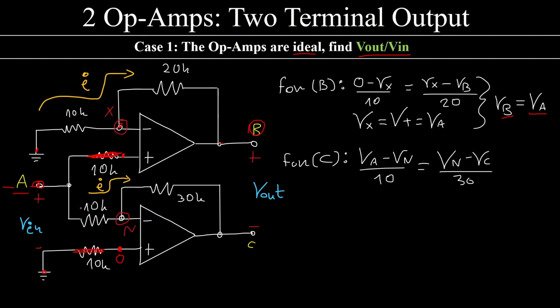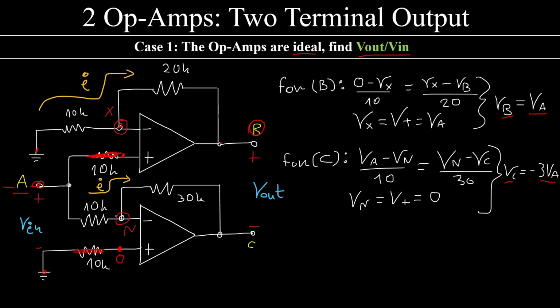I will use the same logic for here like before, because this current is the same. So we're going to say VA minus Vn over 10 must be equal to Vn minus Vc over 30. Again, for the reasons we explained, Vn must be equal to 0. That means that if you do the math over here, it happens that Vc is minus 3 times Va. We have a minus here.